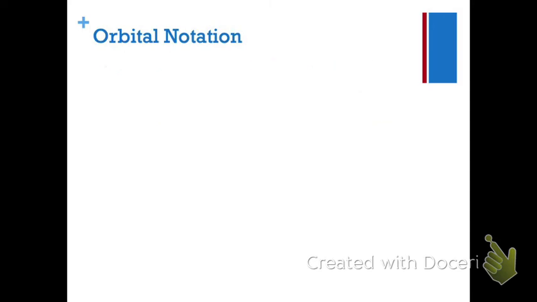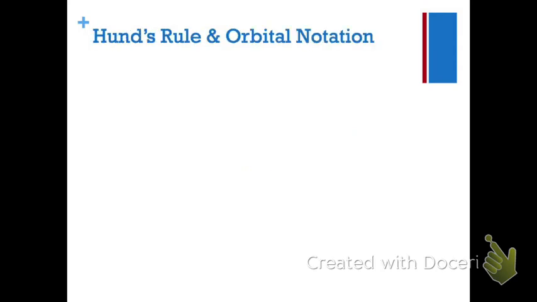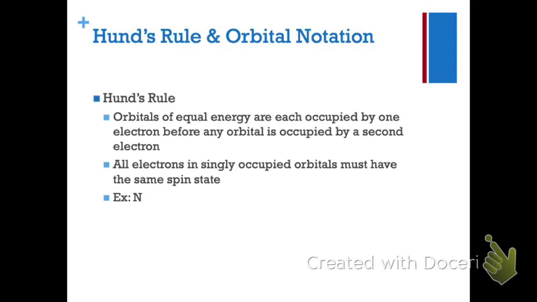Think of it as like a little climbing board. 1s orbitals have very low energy. 2s orbitals have a little bit more. 2p orbitals have a little bit more. 3s orbitals have a little bit more, right? So as we climb that energy ladder, we've got to fill the individual levels before we move on. Okay. So there's Hund's rule. We just talked about nitrogen's electron configuration.